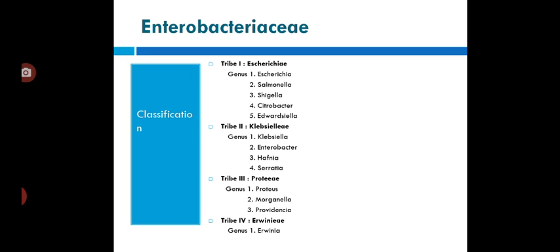Tribe 2 is Klebsielleae, where the genera are Klebsiella, Enterobacter, Hafnia, and Serratia. Tribe 3 is Proteeae, where the genera are Proteus, Morganella, and Providencia. Tribe 4 is Erwinieae, where the genus is Erwinia.